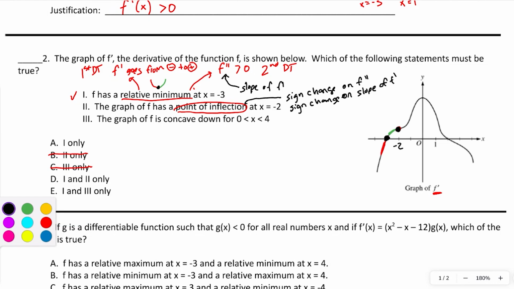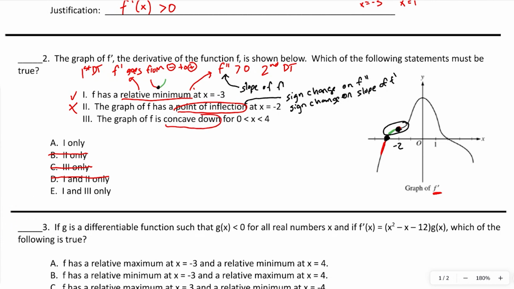So we can see that the slope right before -2 is positive, but right after -2 is still positive. So we do not have a sign change on f prime here. So 2 is not going to be correct. So it's definitely not going to be D. And so now we need to check the last one.